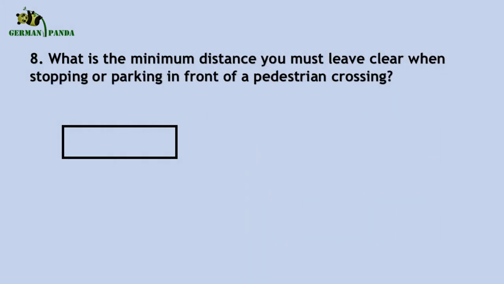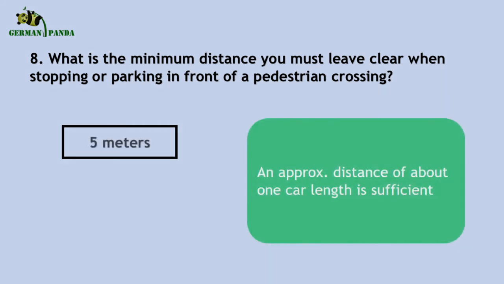What is the minimum distance you must leave a car when stopping or parking in front of a pedestrian crossing? 5 meters. An approximate distance of about one car length is sufficient.